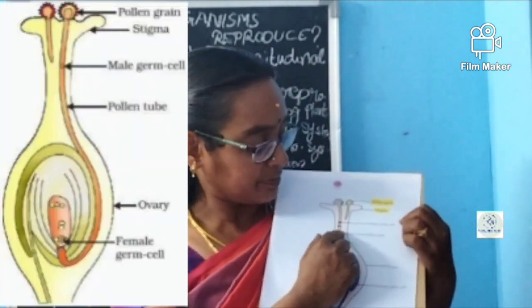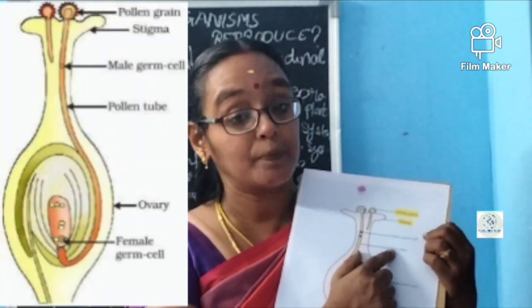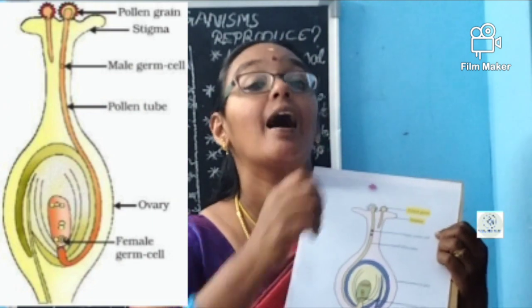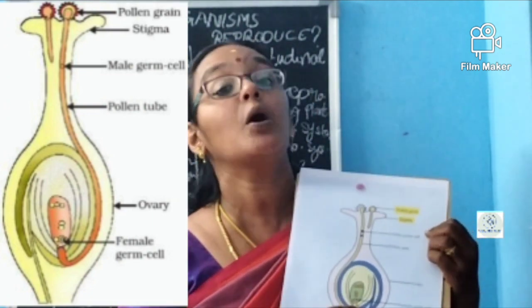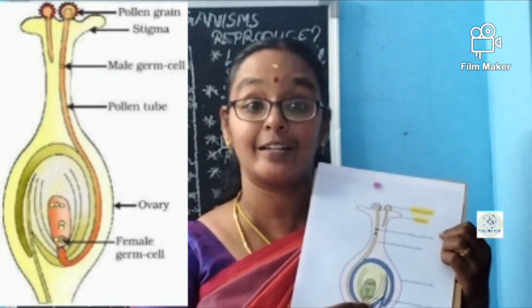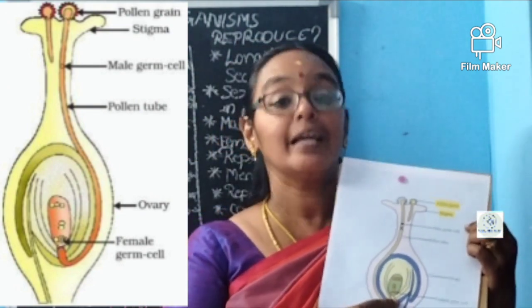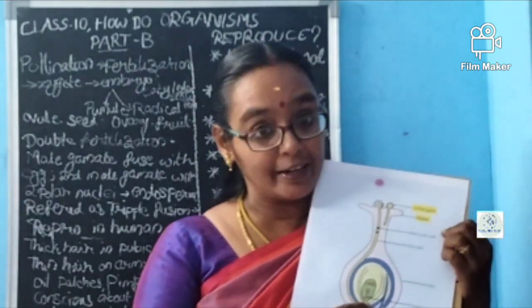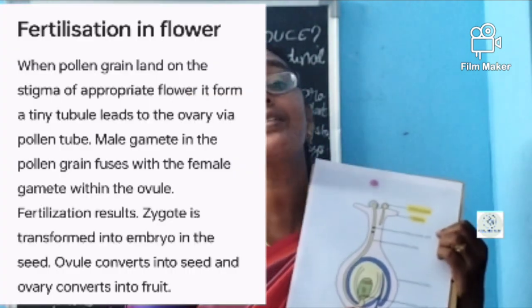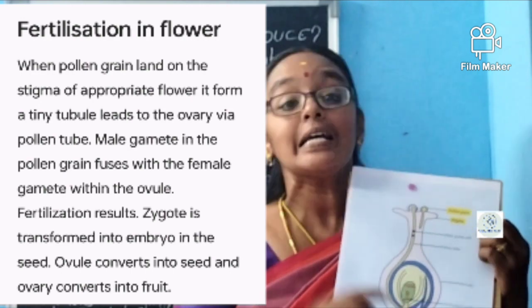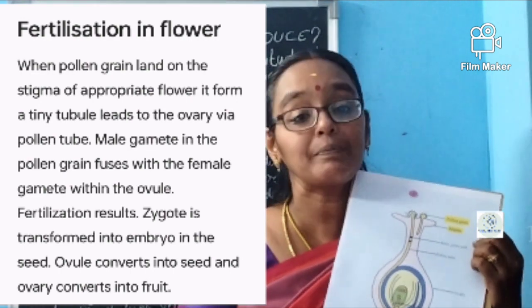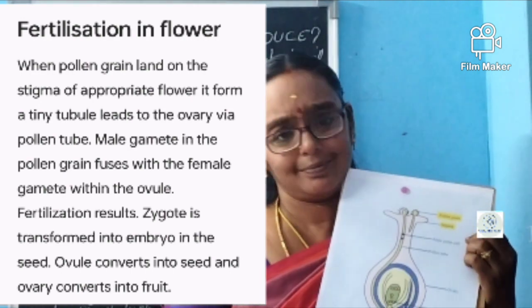Through this pollen tube, can you see this? Through this pollen tube, the male germ cells are taken inside and transferred directly towards the ovule. The ovule is present inside the ovary and the ovule contains the egg. When the male germ cell fuses with the egg, or the female reproductive cell, what will happen? The zygote will be formed. From that, the embryo will be developed.